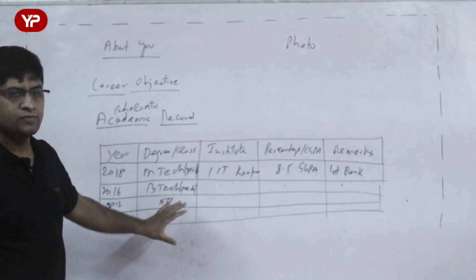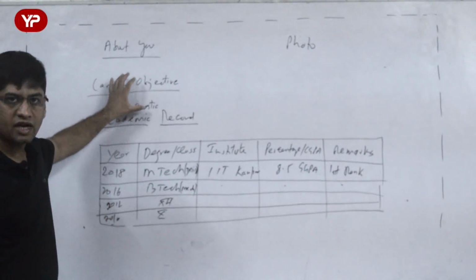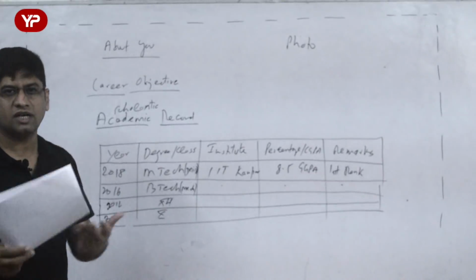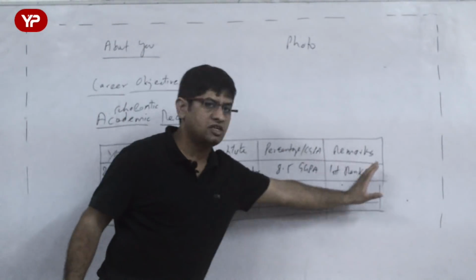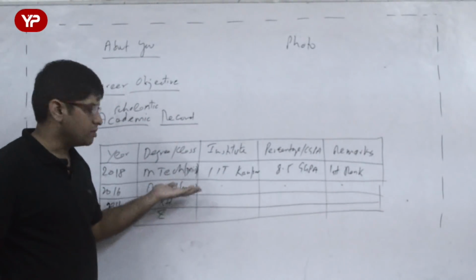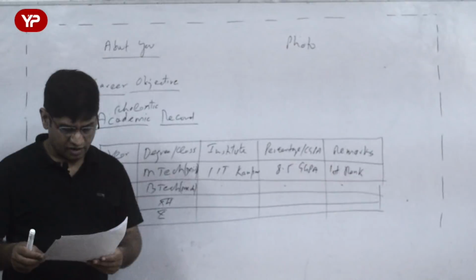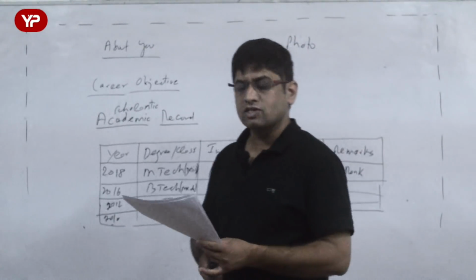Very simple table. So let me tell you, you have written, photograph you have put, career objective which I have read, from there choose some statements and write there. Scholastic or academic record, you have to make this table, and in that particular table you are going to write your highest degree at the top, and then other degrees will be written there. This was basically the other remarks what you can put.